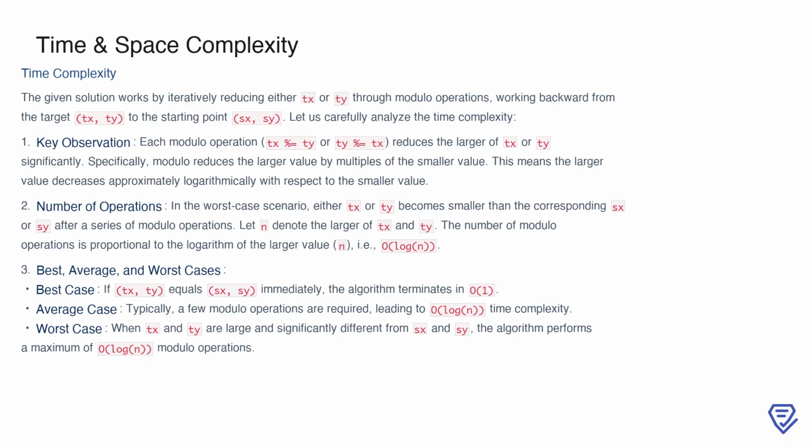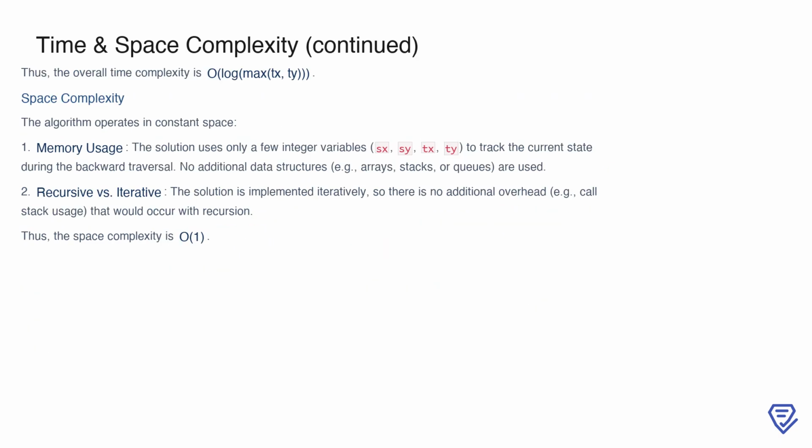In the best case, the target (tx, ty) matches the starting point (sx, sy) immediately, resulting in constant time O(1). On average, only a few modulo operations are needed, leading to a time complexity of O(log n). Even in the worst case, the time complexity remains bounded by O(log n), making the approach highly efficient. Now, turning to the overall time complexity, we can summarize it as O(log max(tx, ty)), where the logarithm is based on the largest of the two target values.